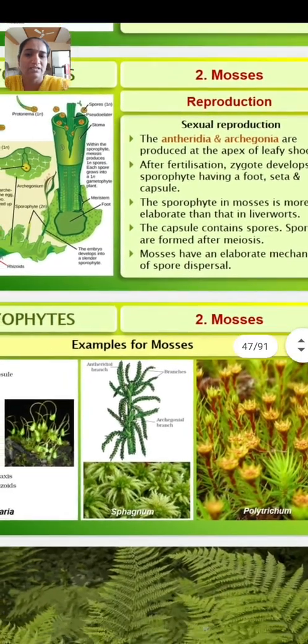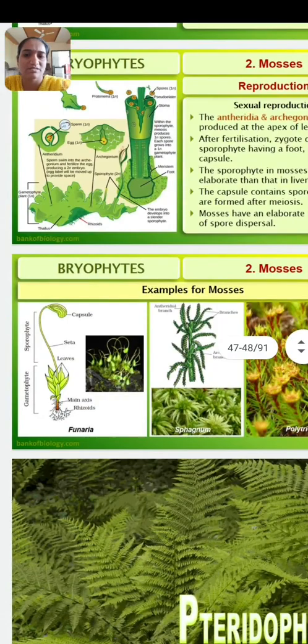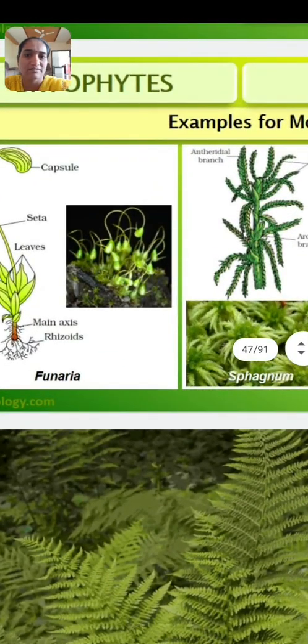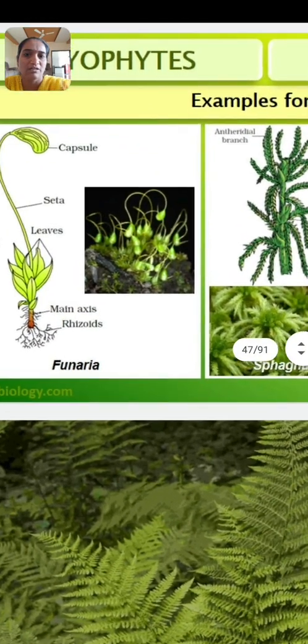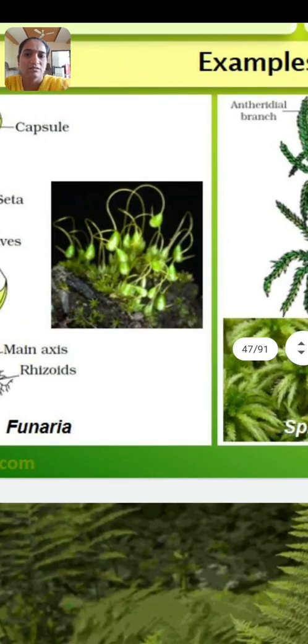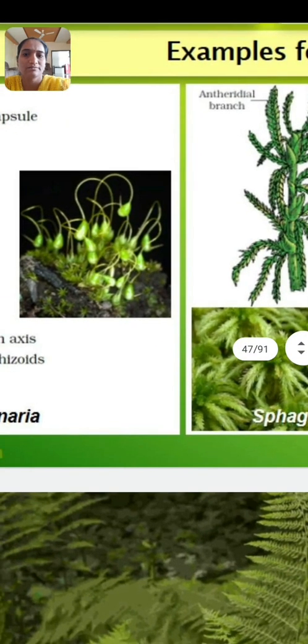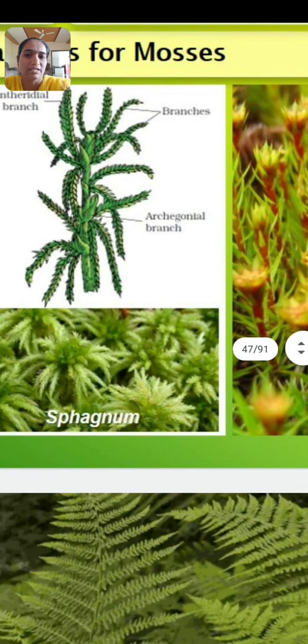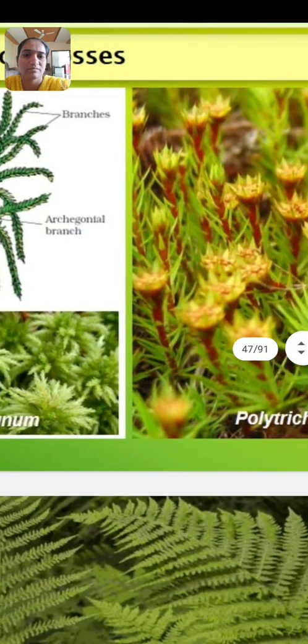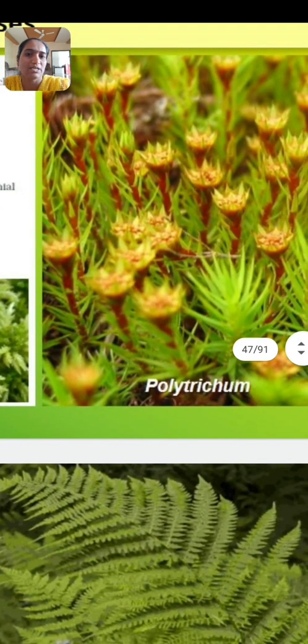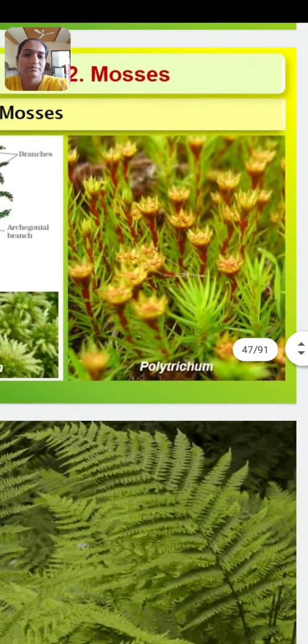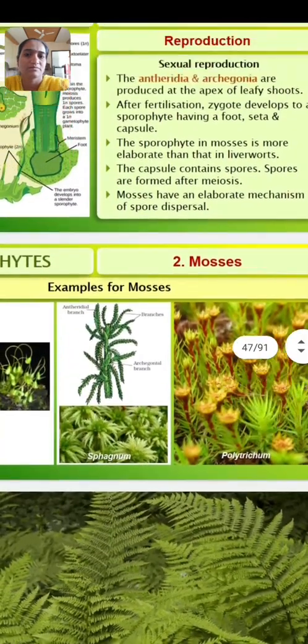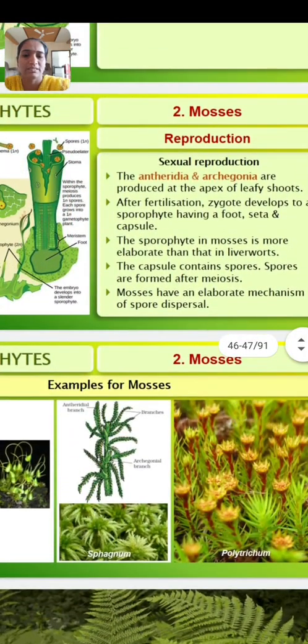Okay. Here are certain examples from the mosses. First one is Funaria. Have you observed this in rainy season on our wall? Okay. Then this one is Sphagnum. This one is Polytrichum. Okay.